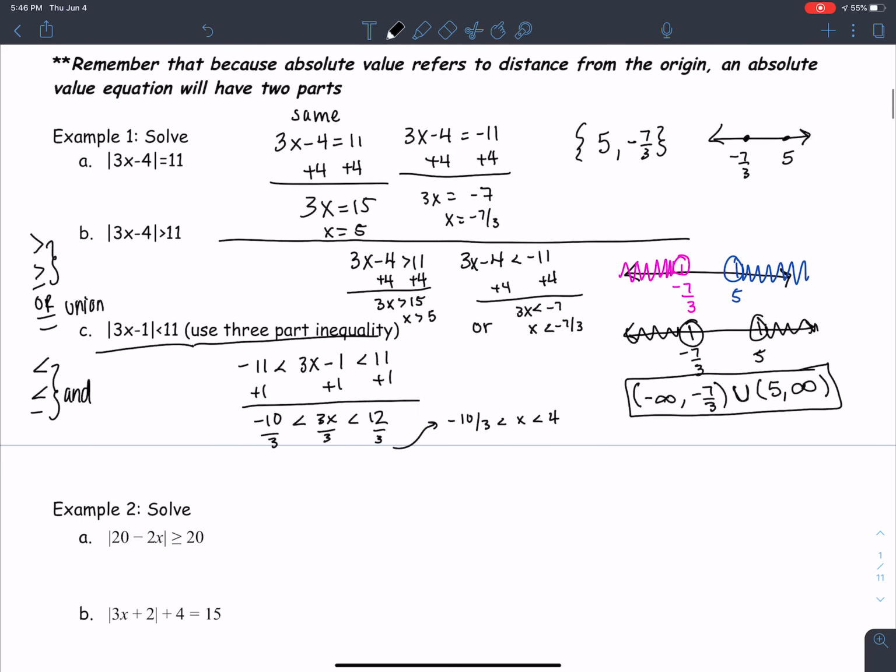This makes a lot of sense because when I do my graph, I know it's an and, because I've got negative 10 thirds here and 4 here, and I'm just taking everything in the middle. I don't have to do two different graphs, and so then my answer is negative 10 thirds, comma 4, and I'm done. So whether you choose to do the three-part inequality or two parts, the three-part inequality makes it a simpler process than what we did before using the inequalities and doing the ands.